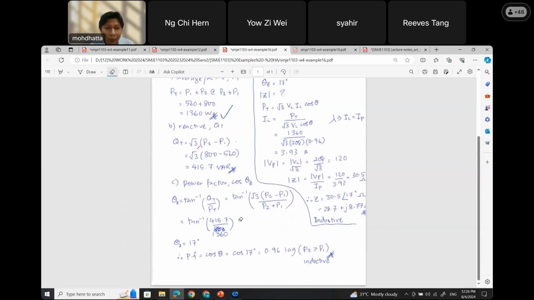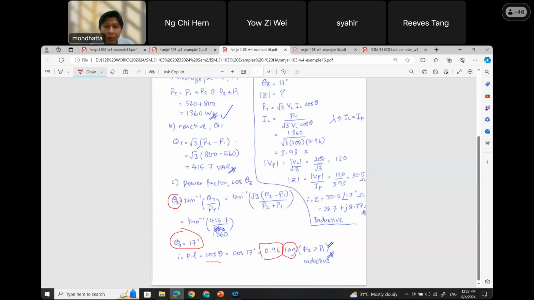And for the power factor, we will use the arctangent of Q total divided by P total. We have the information of Q total and also P total. With that, we will get our theta, where theta is considered as theta Z. With this theta, we plug into the power factor equation. Cos theta is 0.96. And again, how do I know this is lagging?